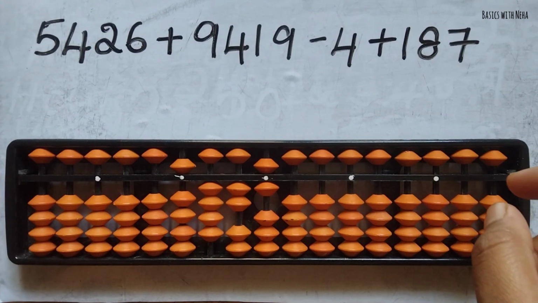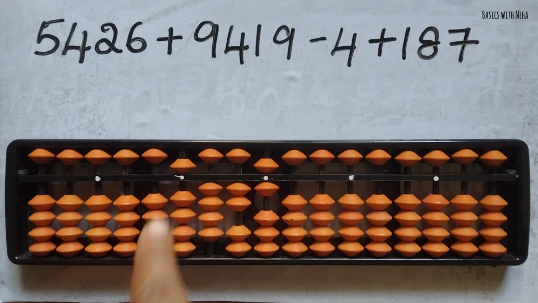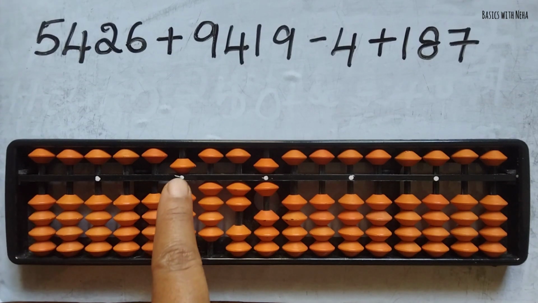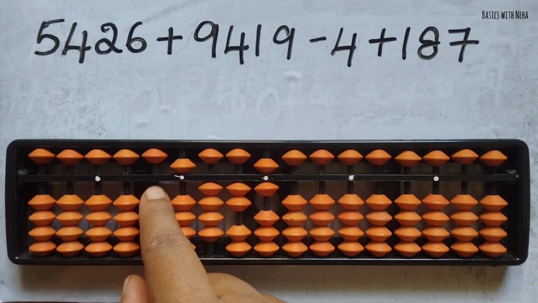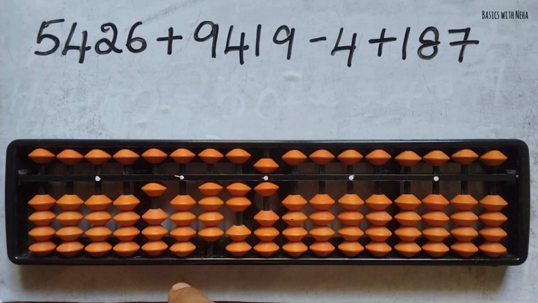Now add 9419. To add 9000 we have to add it here, but the beads are not available, so use the big friends formula, which is plus 10 minus 1. Minus 1 is not directly available, so use the combination formula, which is plus 10 minus 5 plus 4. Now we need to add 4.